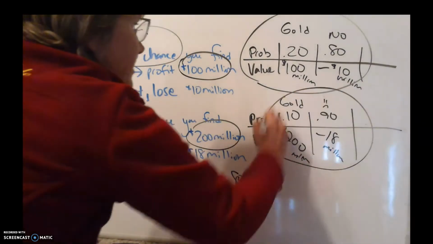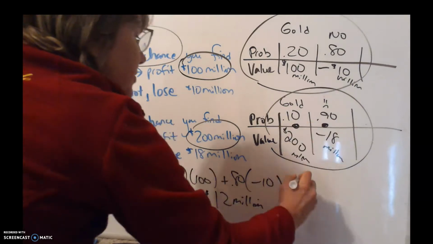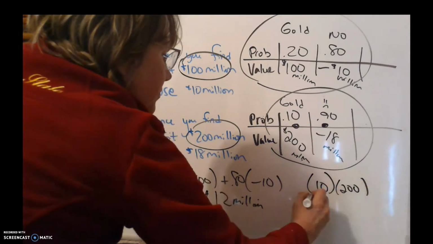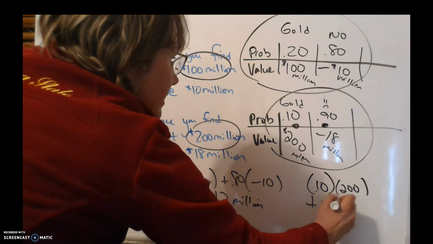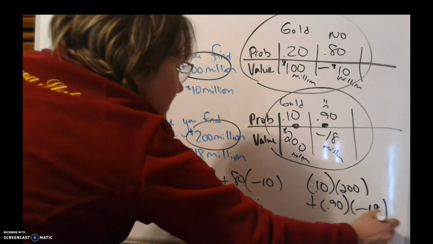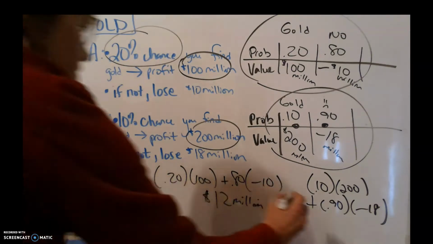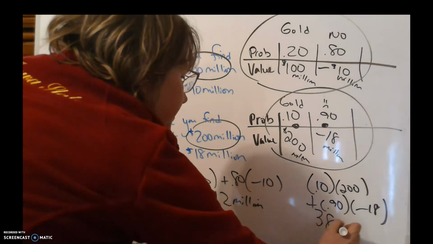Okay, and then let's look at this one. Again, you're multiplying those. It's a weighted situation here. So I'm going to take 0.10 times 200 plus 0.9 times negative 18. So this one is 3.8 million.